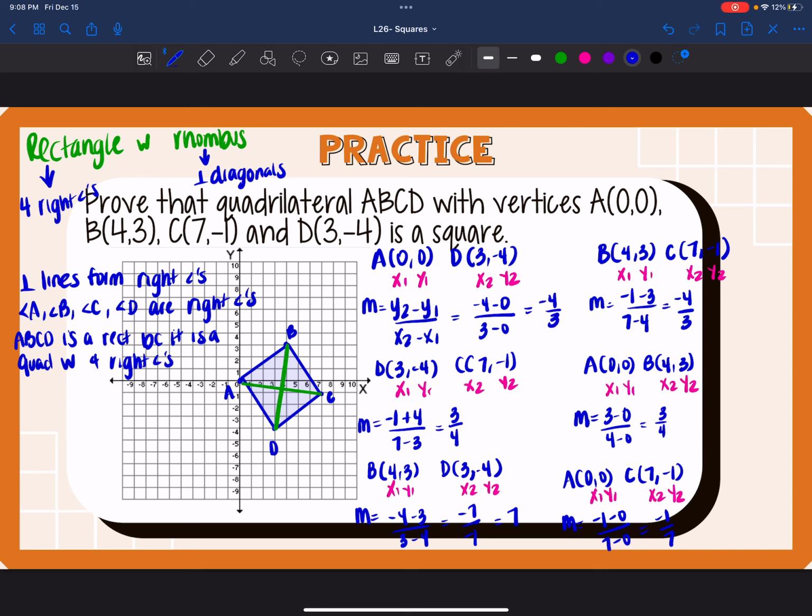Now, I'm going to also say that BD is perpendicular to AC, and therefore I am going to say since ABCD is a rectangle with perpendicular diagonals, it is a square. And that's where the ball drops. That's where the ball drops, and I think we're done. Are we done?